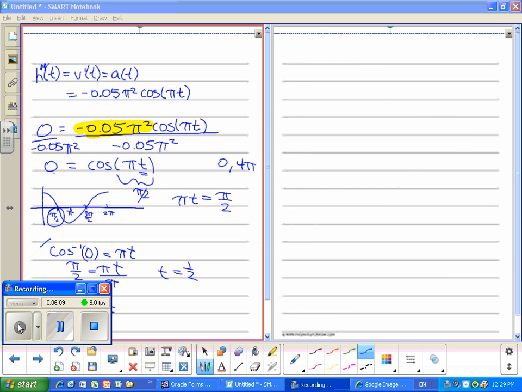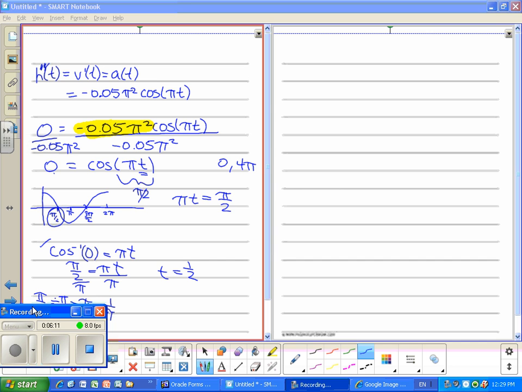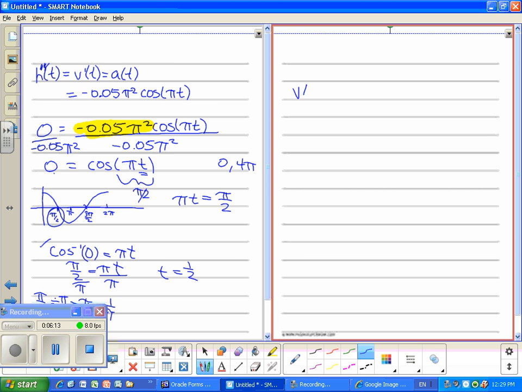So now we have to find the maximum speed. And our speed equation was our velocity equation, and that was negative 0.05 pi sine pi t. And we now know that our t is 1/2. And what do we get?